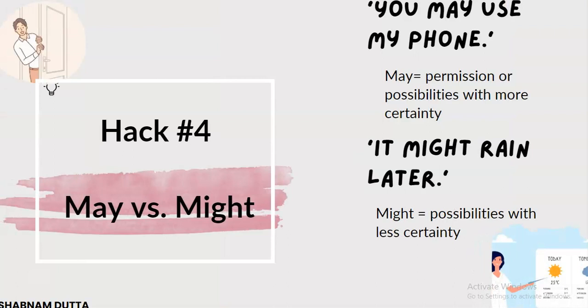Moving on to may and might. May suggests permission or possibilities with more certainty, as in, you may use my phone. Might indicates possibilities with less certainty, like it might rain later. Remember, may leans toward permission, while might leans toward uncertainty.